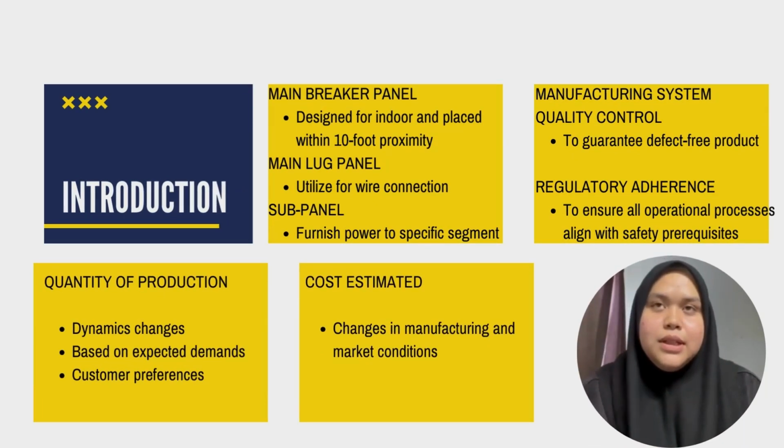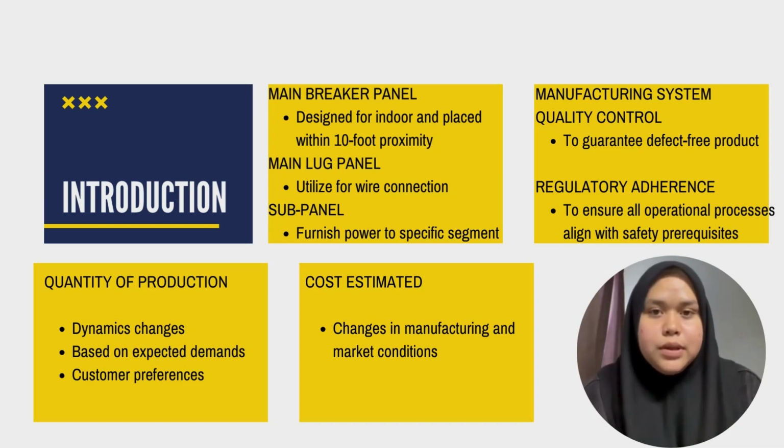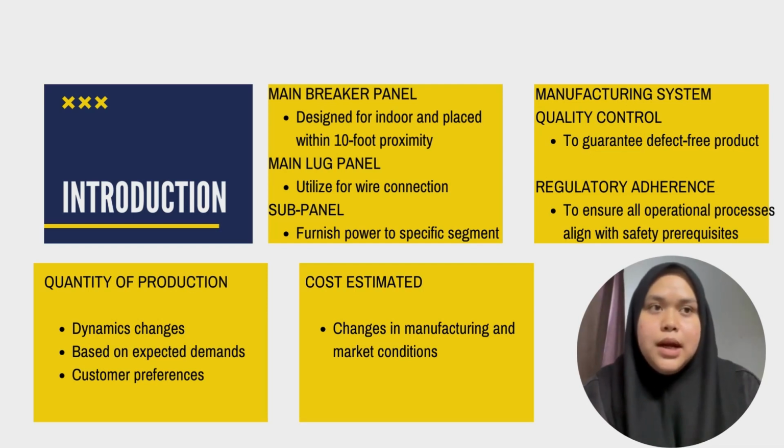Electrical enclosure box is alternatively called an electrical panel, where it serves as the primary distribution hub for electricity within your home. It comes in three types of enclosure box. The first one is the main breaker panel, which is designed for indoor use and can also be placed within 10 feet. The second one is the main lug panel that is utilized for wire connection, and the last one is the sub panel that furnishes power for a specific segment.